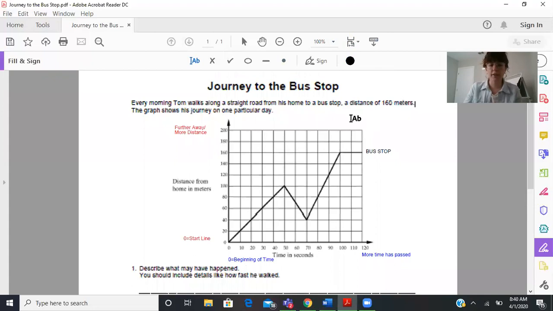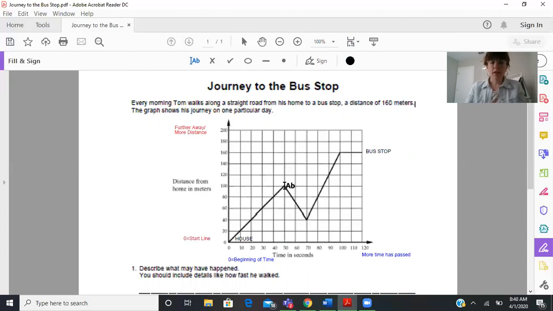So by looking at this graph, I can tell that he started at his house, which is 0. That's his start line. And then we see that he is walking. He walks 100 meters. And then this is a positive slope, so it means he's moving forward.